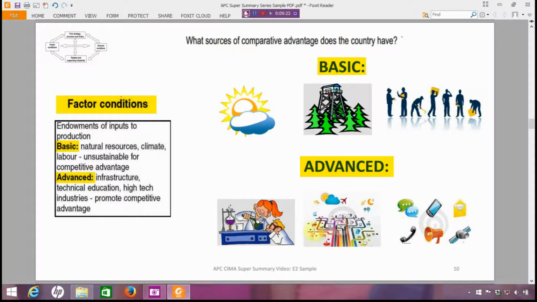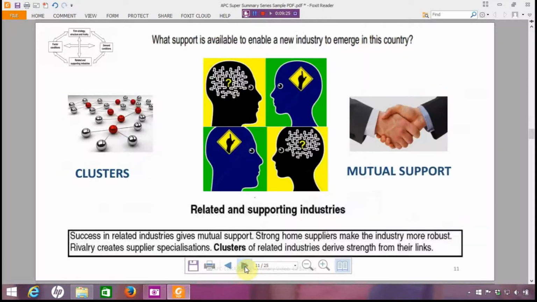Now, moving on from factor conditions to related and supporting industries. Now, what do we mean by that? Well, again, if I use the German car industry as an example, if you think back to the 1920s, there would have been a number of industries. In fact, there was probably 200 plus firms that were involved in the automotive industry and indeed the aircraft industry.